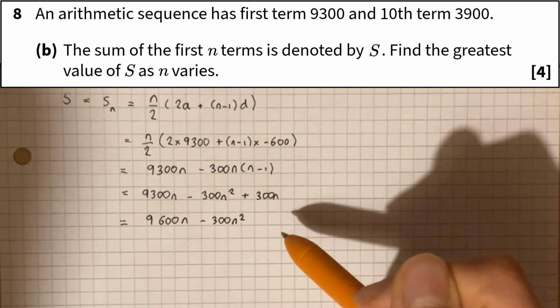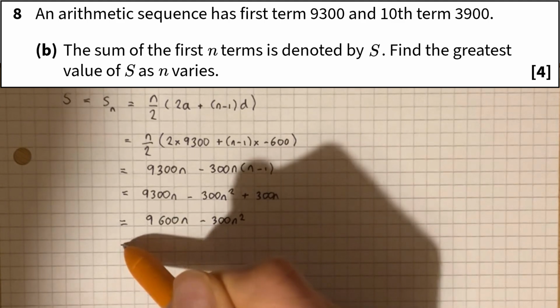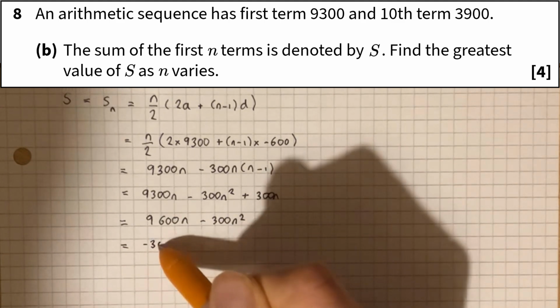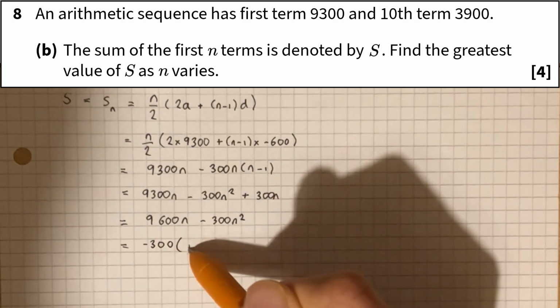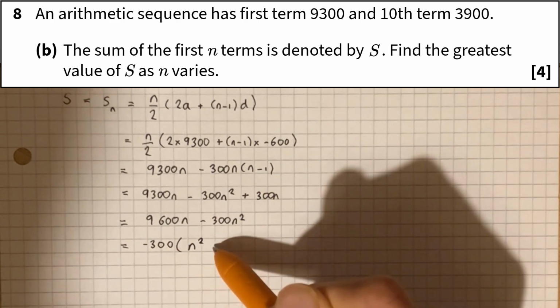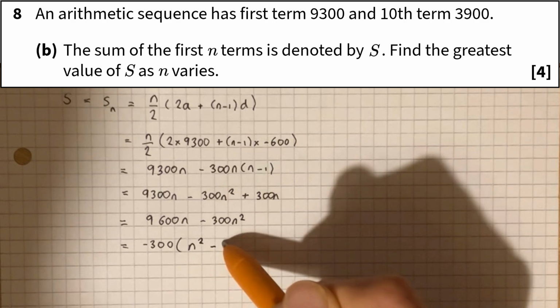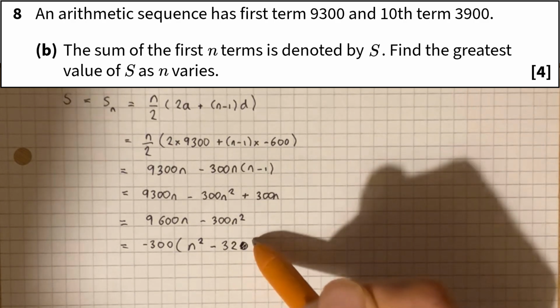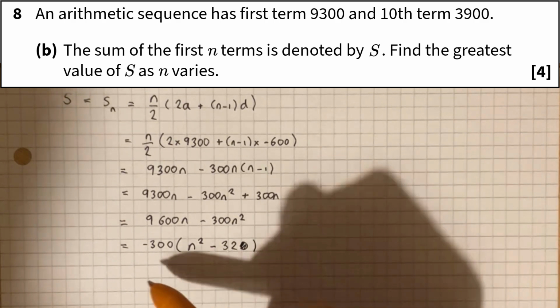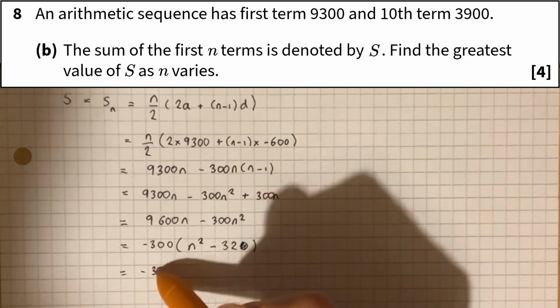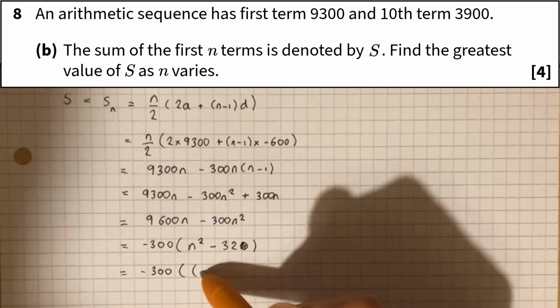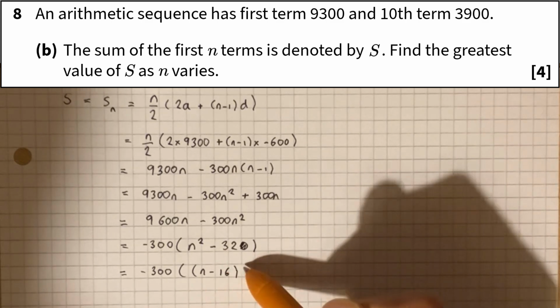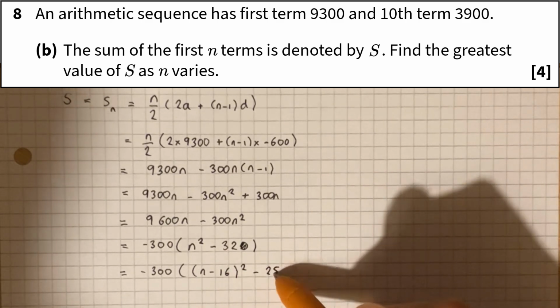Now if I factor out 300 as a common term, like this, then we're going to get left with a quadratic inside the bracket. I made a mistake here, but it should just be 32. So it's minus 300, and now I'm going to complete the square, just like this.